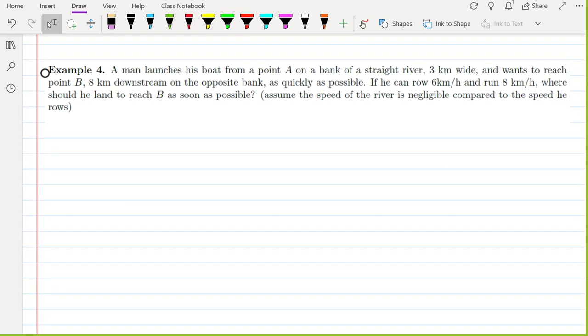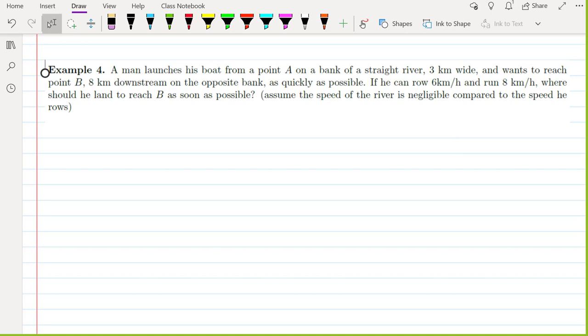So example number 4 is, a man launches a boat from point A on the bank of a straight river, 3 kilometers wide, and wants to reach point B 8 kilometers downstream on the opposite bank as quickly as possible. If he can row 6 kilometers per hour and can run 8 kilometers per hour, where should he land to reach B as soon as possible? Assume the speed of the river is negligible compared to the speed he rows.